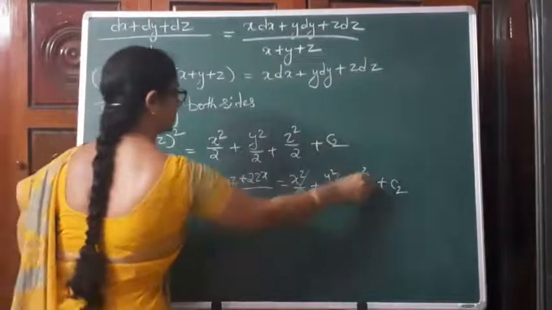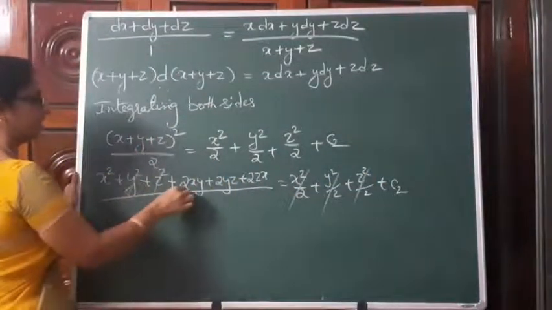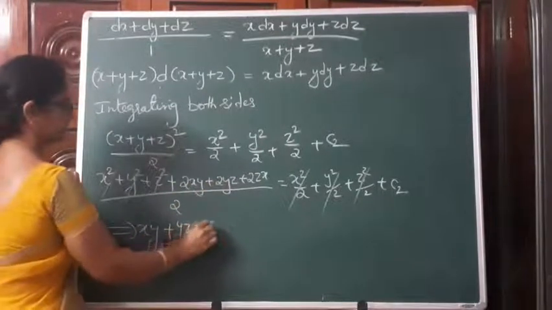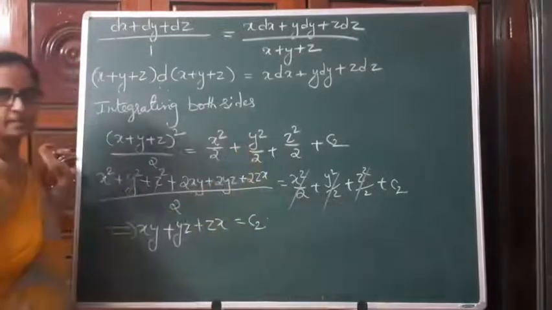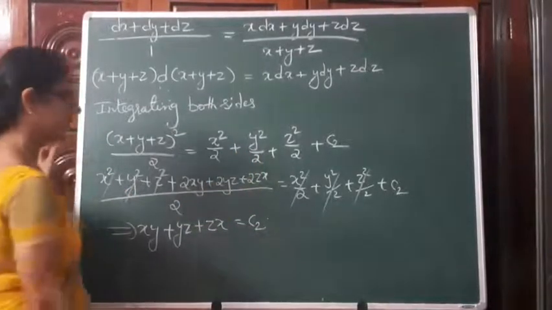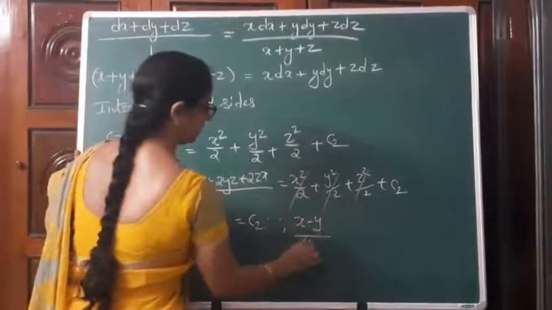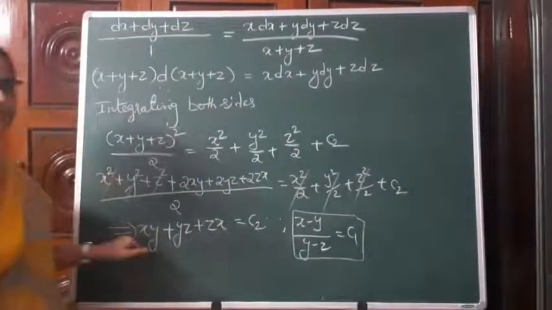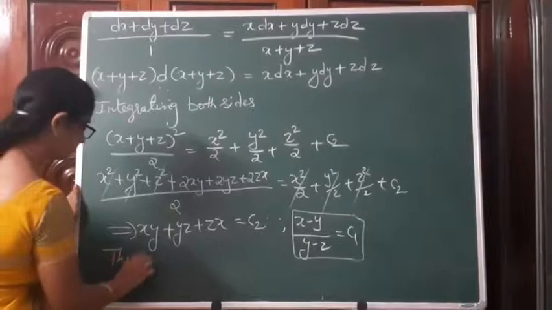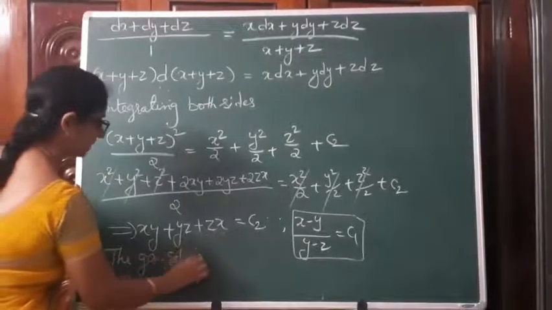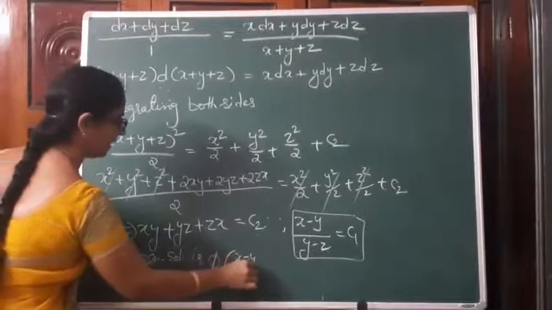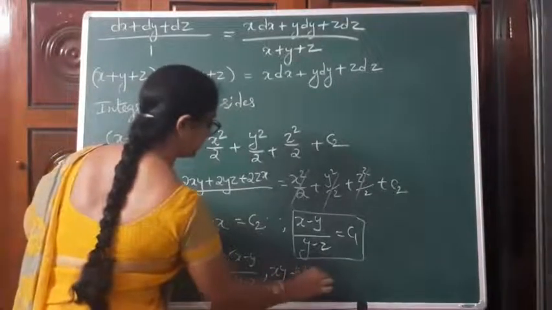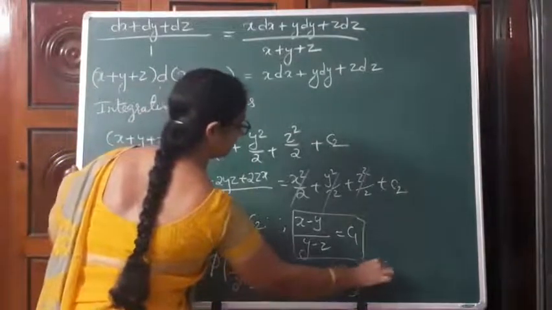Now x square by 2, y square by 2, z square by 2 get cancelled, and if we cancel 2 here, we get xy plus yz plus zx is equal to c2. This is the second solution. The first one is x minus y by y minus z is equal to c1. This is the first solution and this is the second solution. So the general solution is phi of x minus y by y minus z, comma xy plus yz plus zx, is equal to 0.